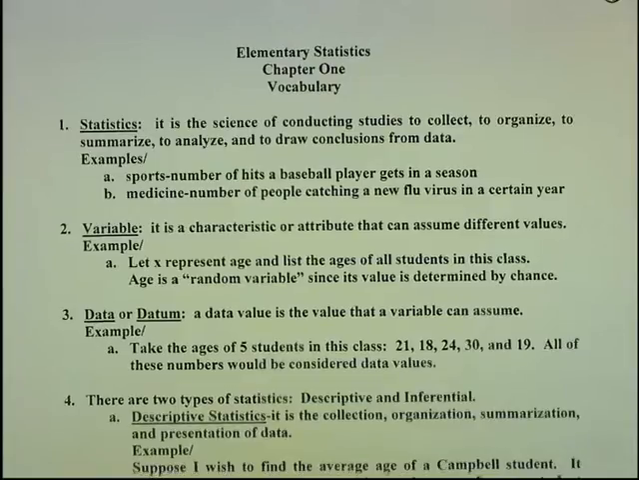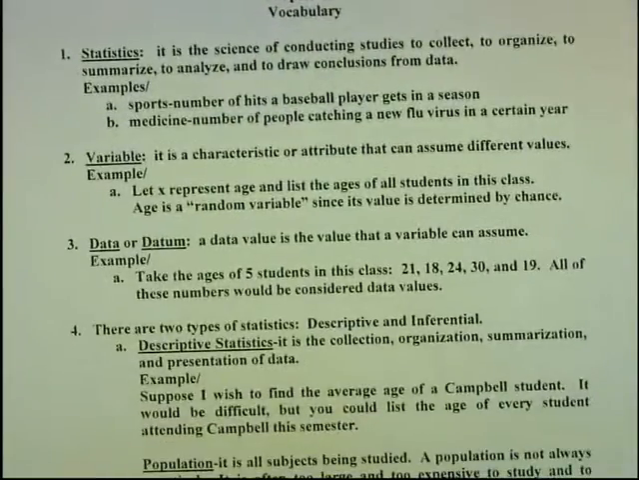A variable is a characteristic or attribute that can assume different values. For example, we could let X represent age, and that would be the ages of all students in the class. And I believe the class is very diverse when it comes to age, but age is a random variable since it is determined by chance.